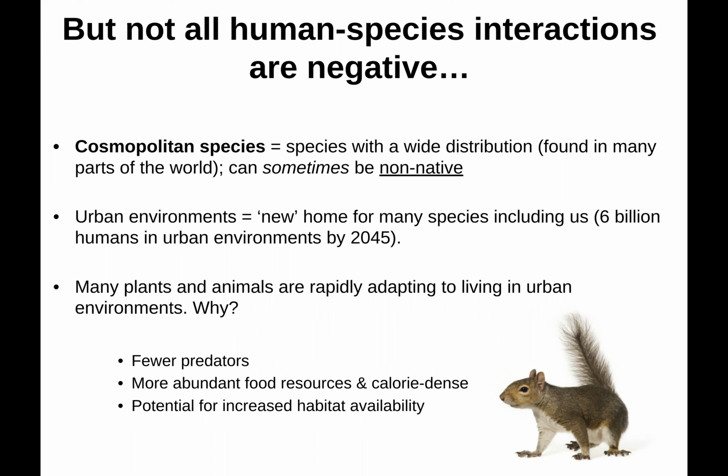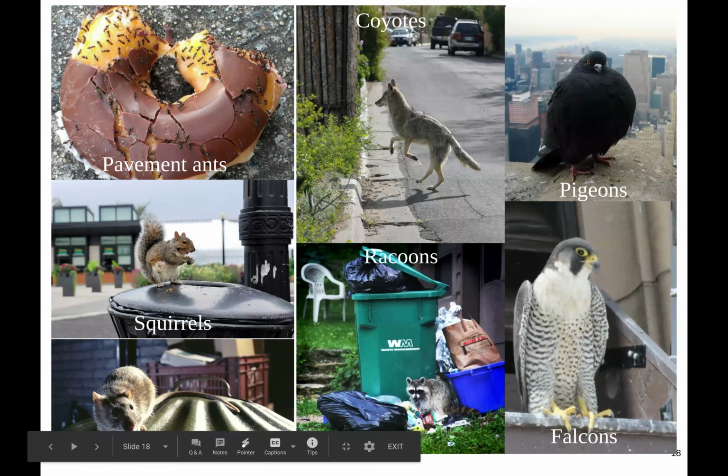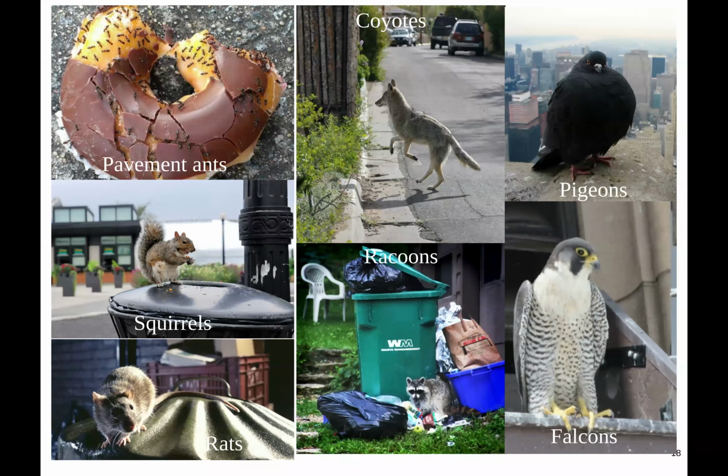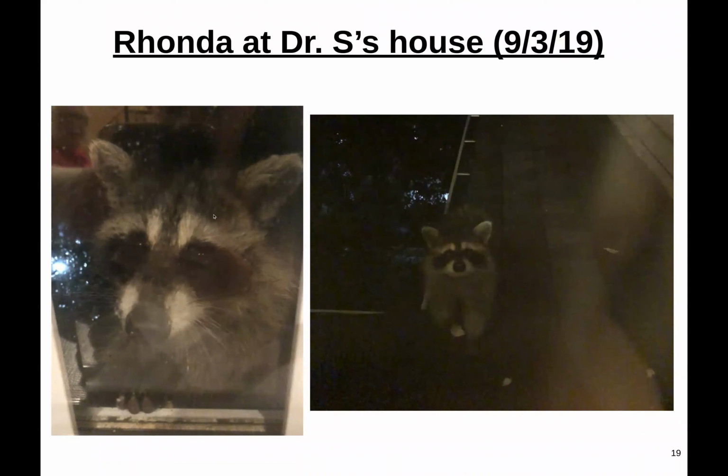And you can see this with any number of species, whether it's an ant, a squirrel, a rat, a raccoon, a falcon, a pigeon, a coyote. Any number of different animals have taken advantage of and benefited from living by humans. And it's actually kind of interesting. Dr. Elizabeth Stoner, the other faculty member at Bentley who teaches the third section of this class, actually has a visitor they've nicknamed Rhonda. It's just a raccoon, but it comes to the house, it tries to steal food, it ransacks their garbage. So it has adapted to living with these humans, even though Dr. S is not living in an urban environment, but in a suburban environment overall.